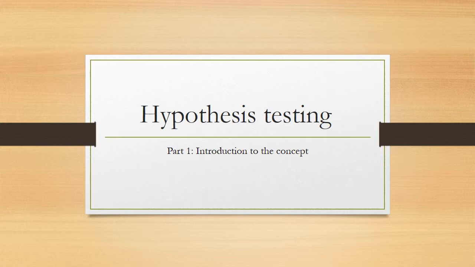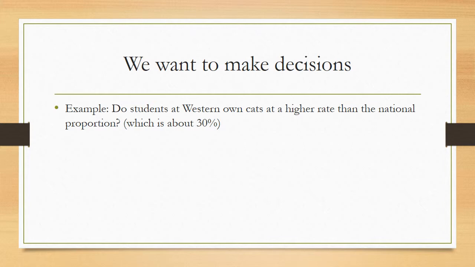All right. So the question that we're talking about in hypothesis testing is, how are we going to make some decisions? Consider this idea. Do students at Western own cats more than the national proportion? So we're talking about how many cats do people normally own. And surveys out there say about 30%. And so I want to know, what about students at Western? Do they own more cats than that?